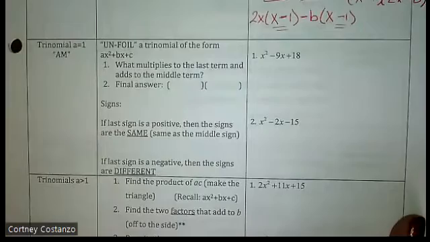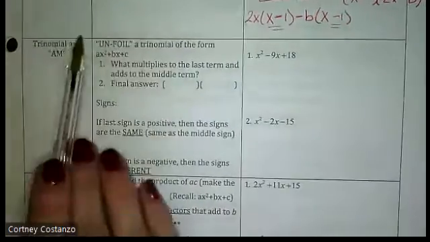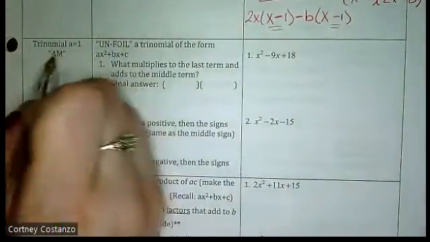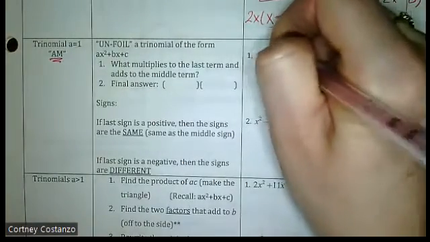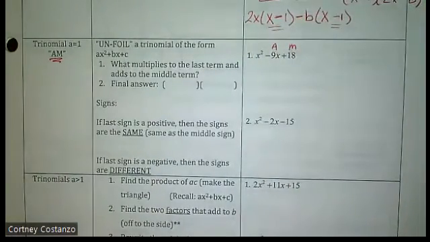Another type of factoring that we reviewed was something called trinomial factoring when a is 1. Now that's a mouthful, so I usually call it AM factoring. AM factoring stands for what adds here that multiplies here.